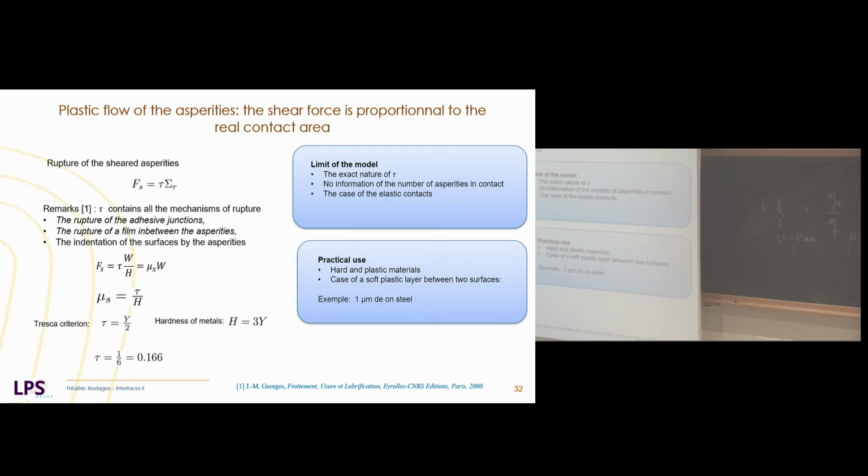And indeed, if you do some more fancy mechanics of contact, you can use the Tresca criterion for the flow in this direction and the one in this direction. And if you do something a little bit better, it will even tell you that the friction coefficient mu will be equal to 0.166, which is not that far from what Da Vinci said years ago. Because that's the first idea. So one model of static friction is the fact that asperities plastify and flow.